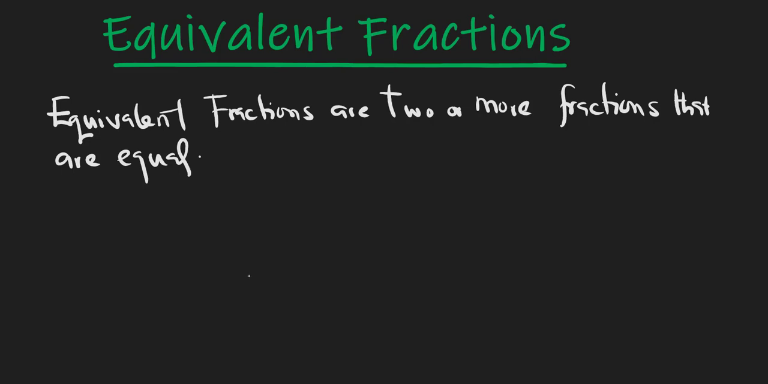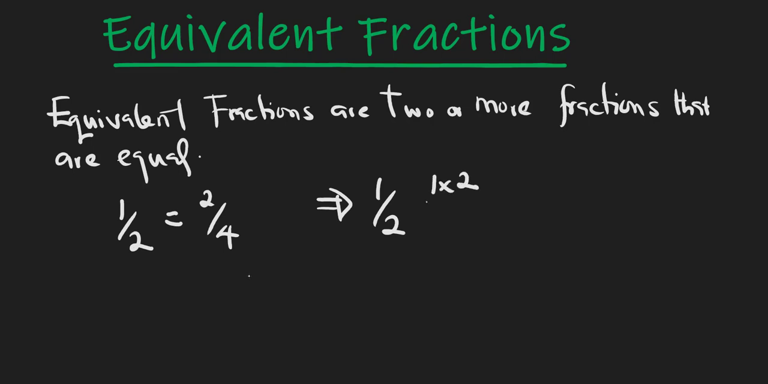For example, if you have 1 over 2, do you know that this 1 over 2 is the same as 2 over 4? How? I'm going to explain to you. Let's take the fraction 1 over 2. If I multiply the numerator 1 times 2, and the denominator 2 by the same number 2, 1 times 2 is 2 and 2 times 2 is 4.